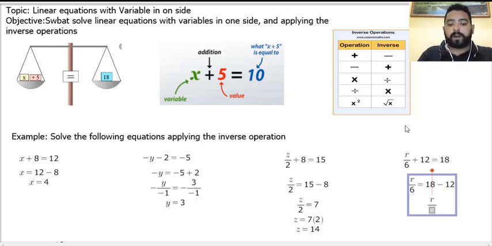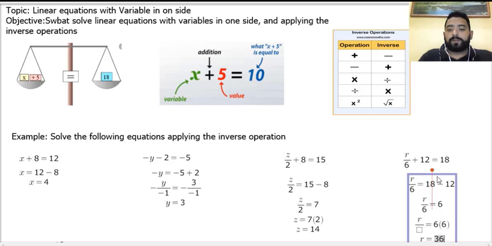So we are going to copy r over 6, and it's going to be equal to 18 minus 12, it's going to be 6. And then we are going to copy r over 6, and we are going to have 6 multiplied. Remember, the 6 is dividing, so we are going to move it to multiplying. It's going to be 6 by 6. And we are going to cancel this one. And then we are going to have r equal to 36.